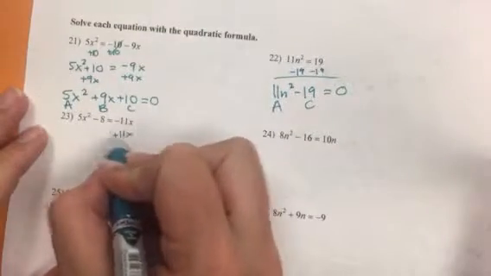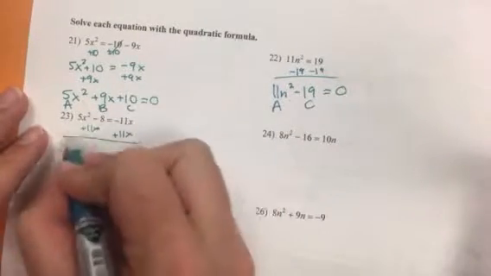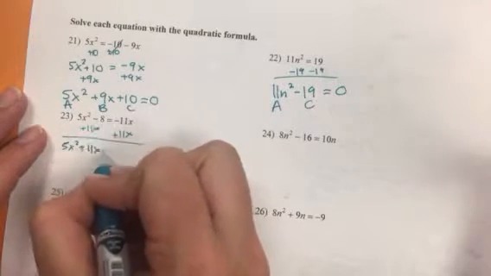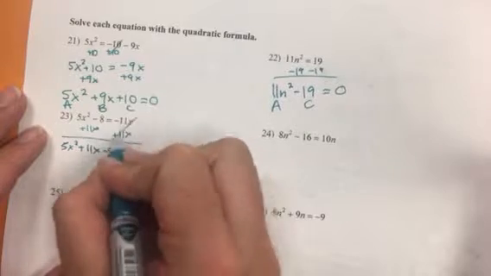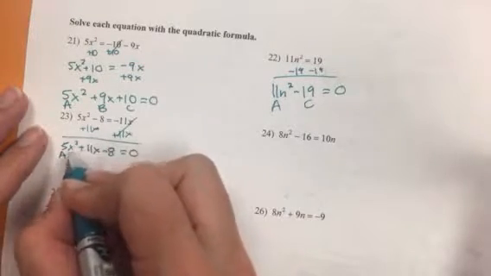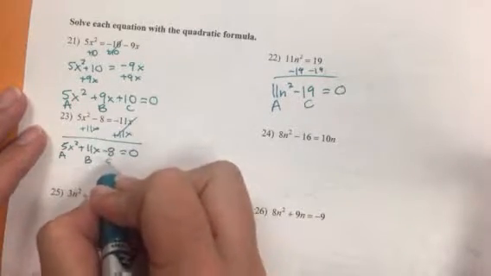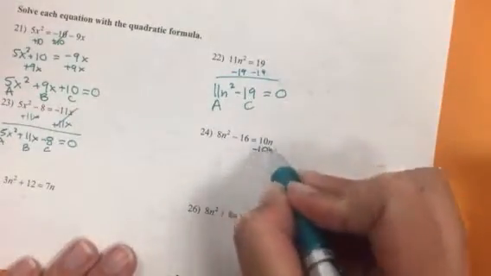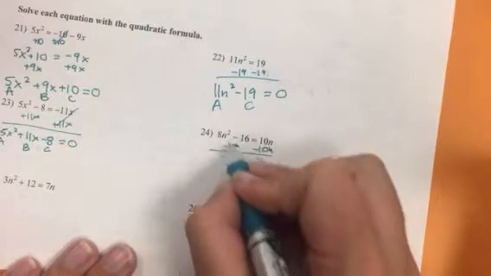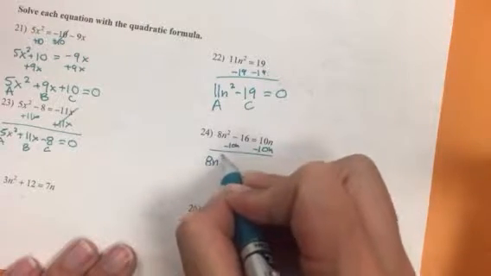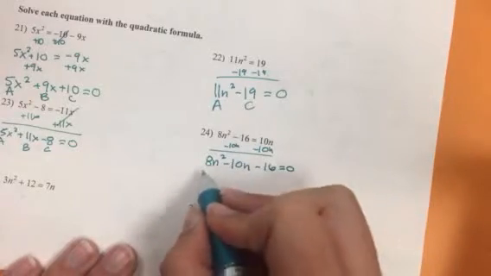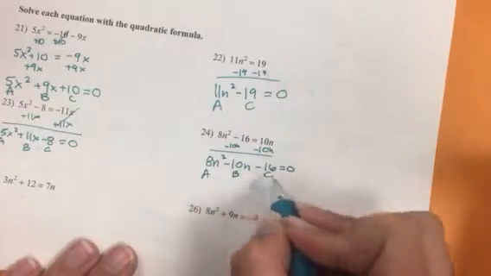Add the 11x over. You'd get 5x squared plus 11x minus 8 equals 0. A has the x squared, B is the x, C is the constant. Minus the 10n. It goes in the center. 8n squared minus 10n minus 16 equals 0. A, B, C.